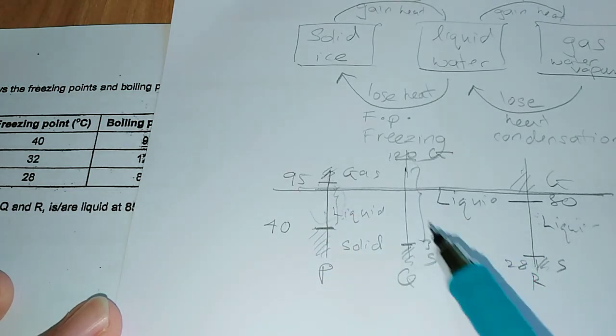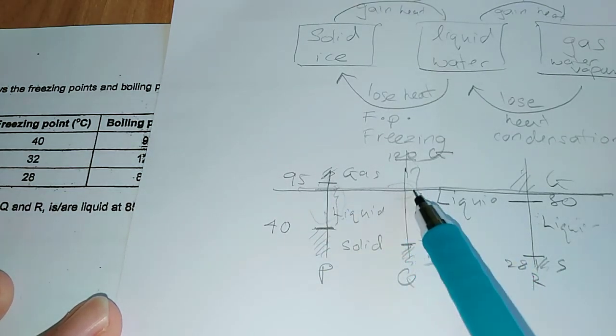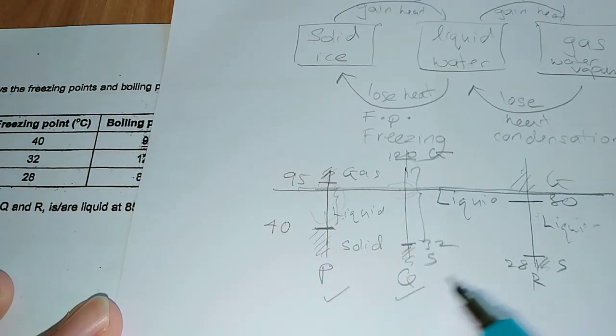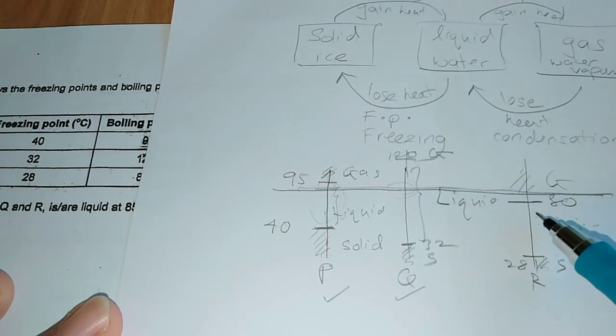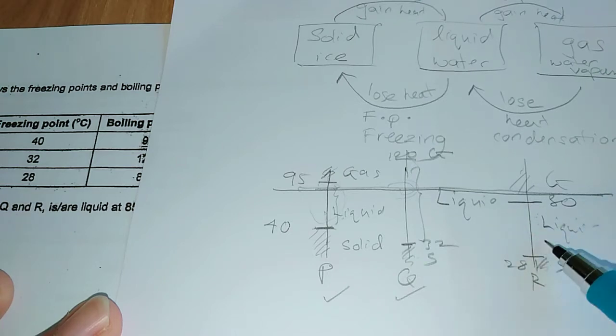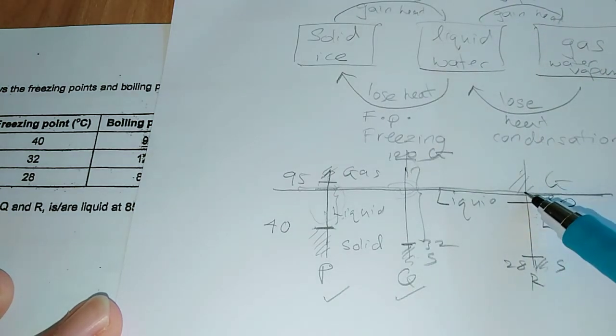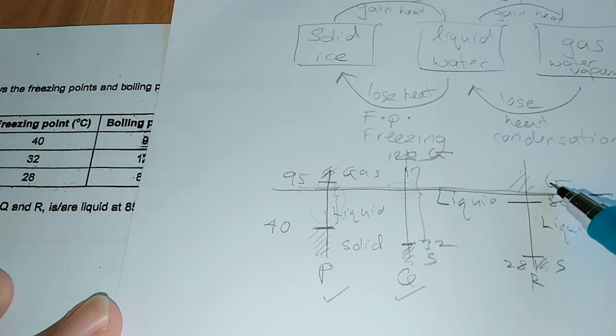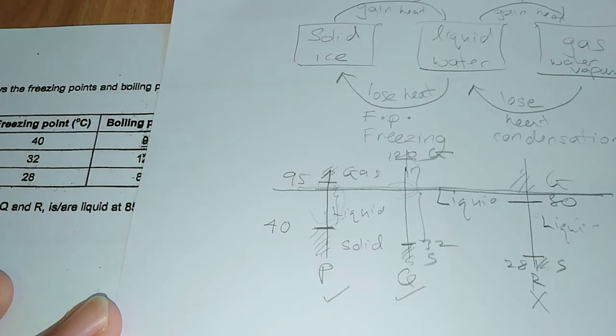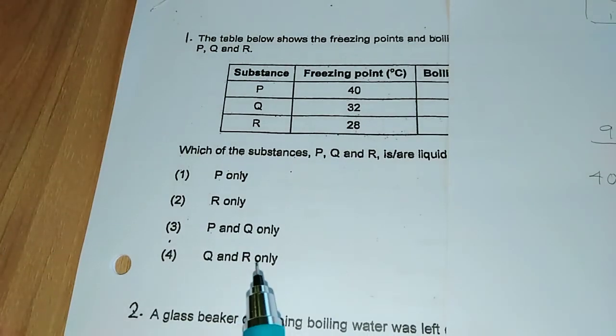How about Q? Q is also a liquid at this temperature. Alright, so these two are down. How about R? Okay, R is a liquid only when it's under 80 and above 28. At this temperature here, however, it is a gas. So this is not a liquid at 85 degrees Celsius. So therefore the answer is P and Q. The answer here will be number 3, P and Q.